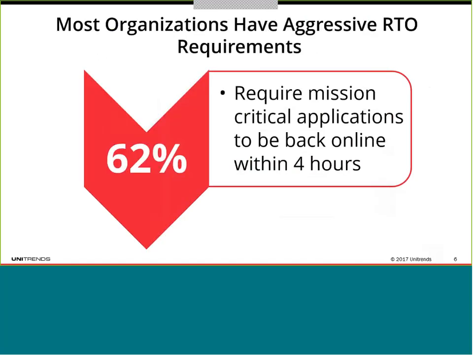Most organizations actually have an aggressive recovery time objective, or RTO. And an RTO goal means that at least you have a program where you measure results and are taking steps to improve your performance. So 62% of survey respondents reported that they have aggressive RTO goals of 4 hours or more, and about half of those respondents actually reported they had RTO goals of an hour or less.